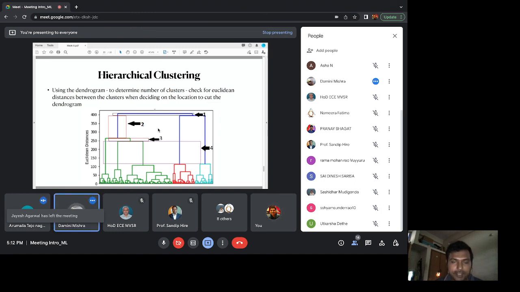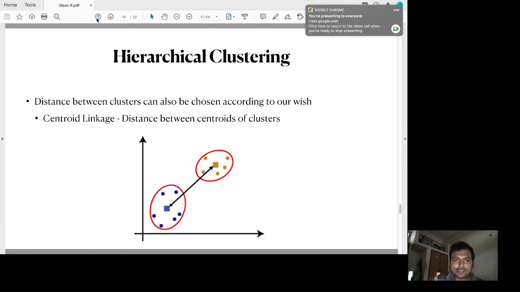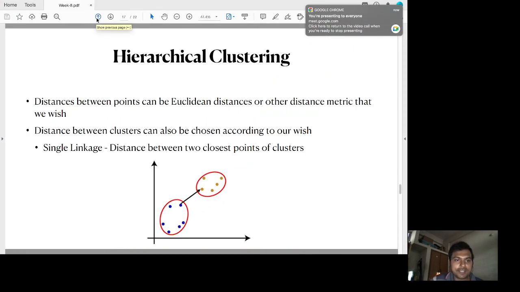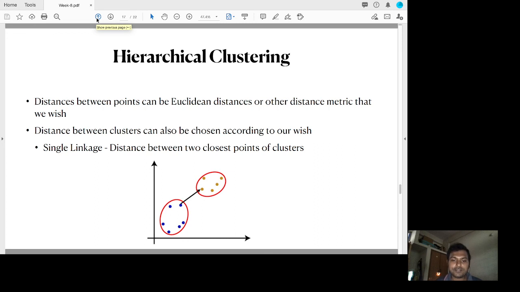Actually, hello sir. This is the last lecture and I don't want any question left in my mind. Please, can you repeat the last thing, the single linkage and complete linkage? Okay, single linkage is when you have two clusters.